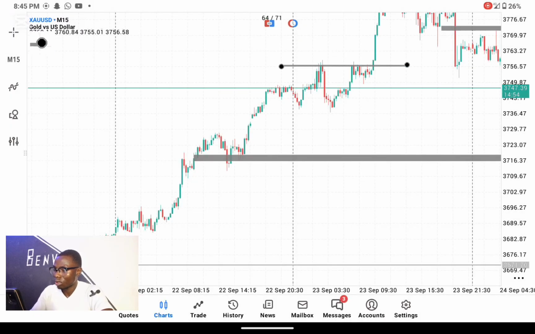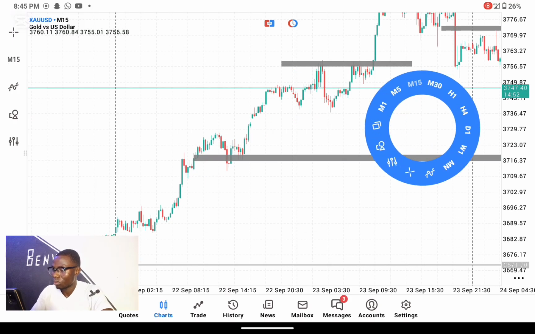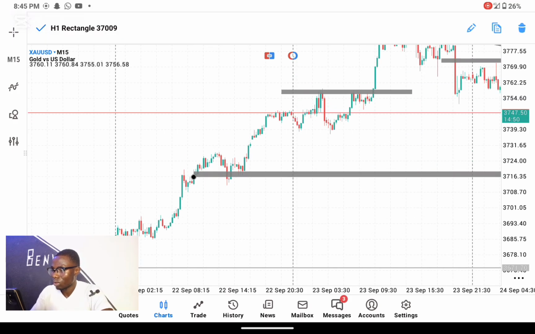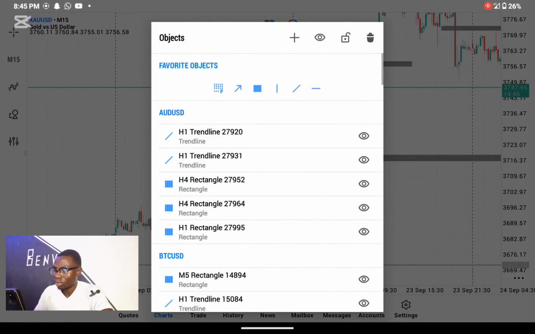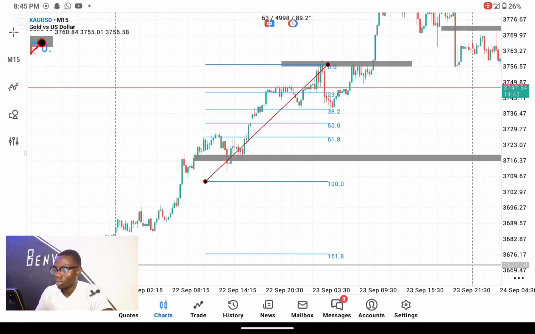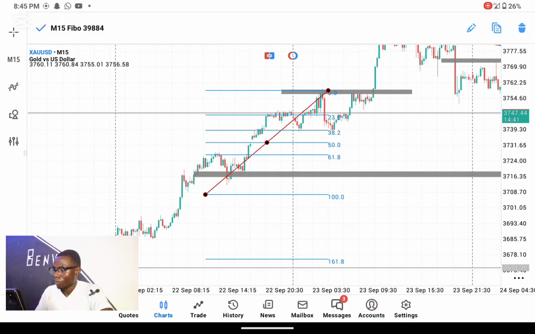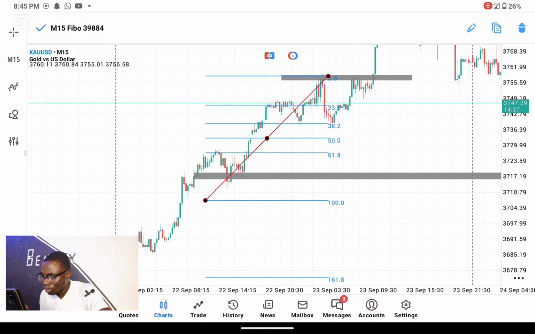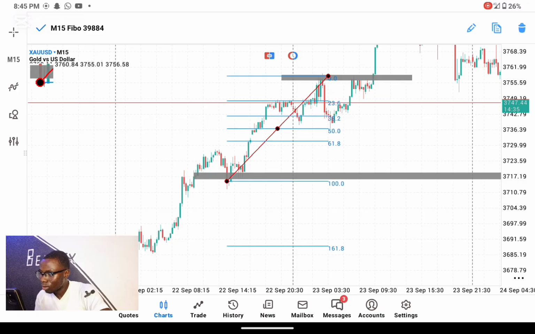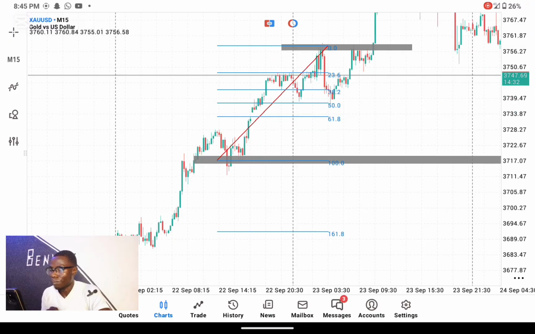Let me mark out this level. Then this level is also intact. You get? So now let's mark out this level and see, it's alright. Can you see it now? Very simple, very, very simple.